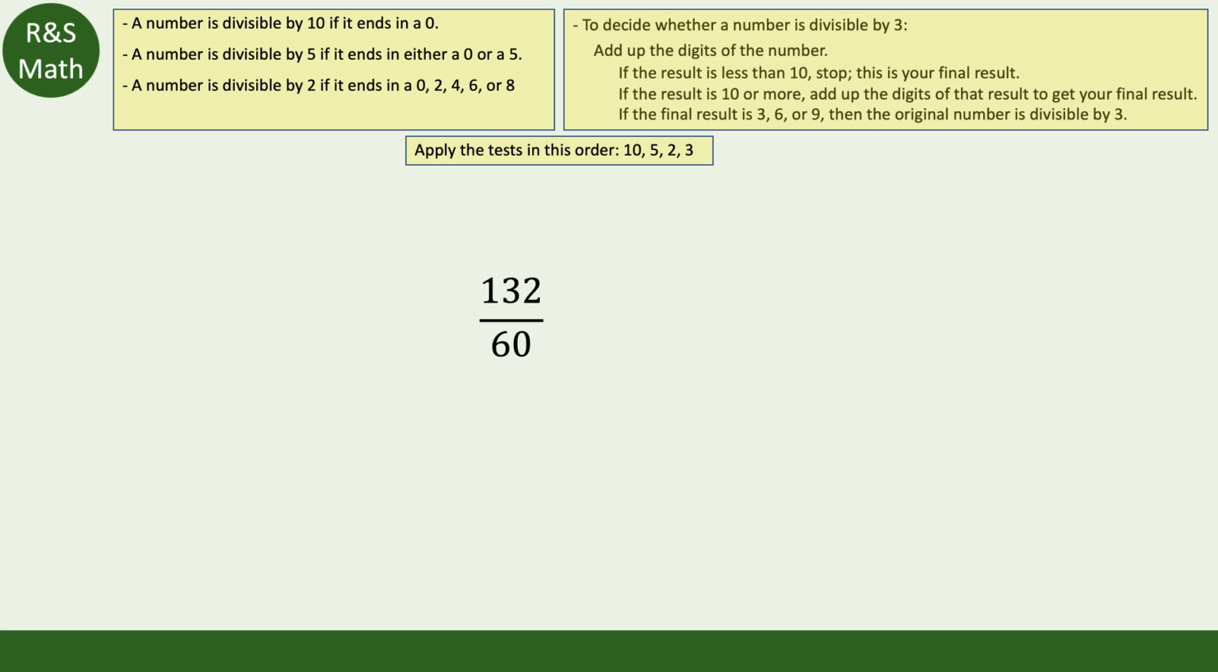Next check 5. 132 does not end in a 0 or a 5, so 132 is not divisible by 5. Once again, we don't have to check 60. Now check 2. Both 132 and 60 end in a 0, 2, 4, 6, or 8, so they are both divisible by 2. Dividing both by 2 gives 66/30ths. Is that the simplest form?